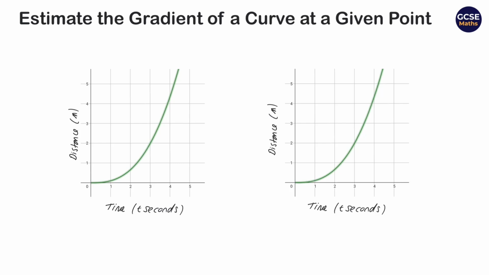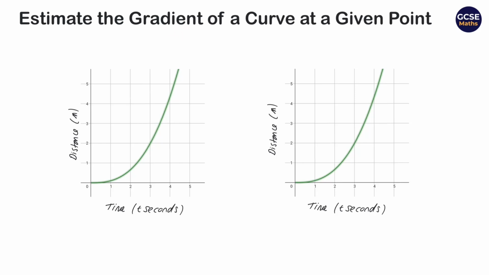Hello again. In this lesson, we're going to look at estimating the gradient of a curve at a given point. So we have two graphs here. Both are distance time graphs, where time goes along the x-axis and the distance is on the y-axis. What we can see here, this graph is showing us that we have a build-up of speed, slowly gaining in pace, going up the graph. Same with this one here. So we're going to estimate the gradient of the curve.